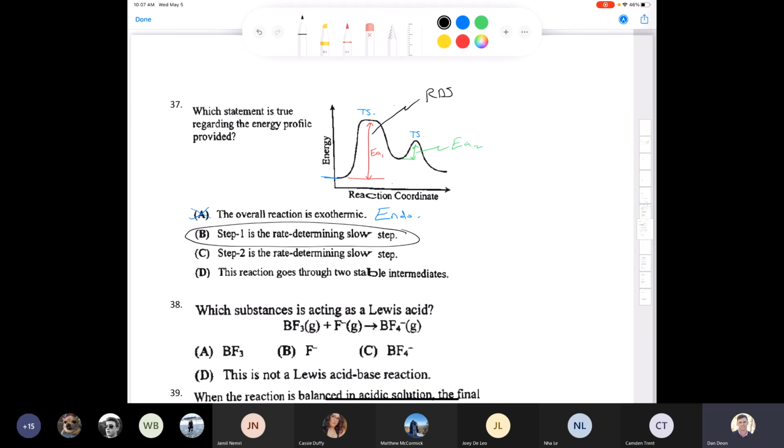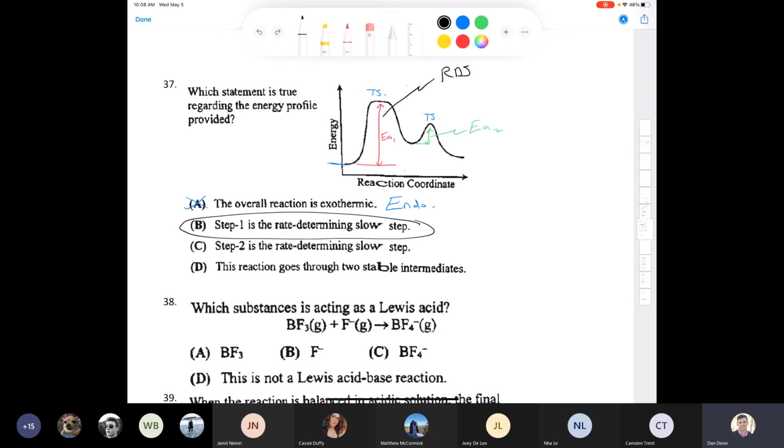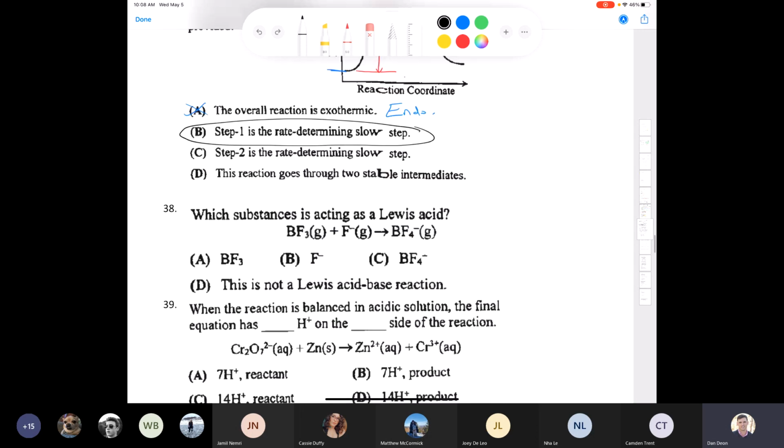Step 2 is not going to be the rate determining step. The reaction goes through two stable intermediates. Well, no, a transition state is not stable. You remember the description in the book, and then I explained it to you. The transition state is like if somebody took a picture of you floating in the air. Well, you can look at the picture, but it's not something that was stable, right? It was short-lived. All right, there we go. So rate determining step is the one with the highest activation energy.